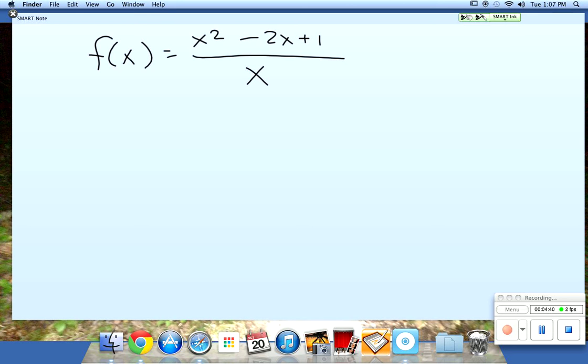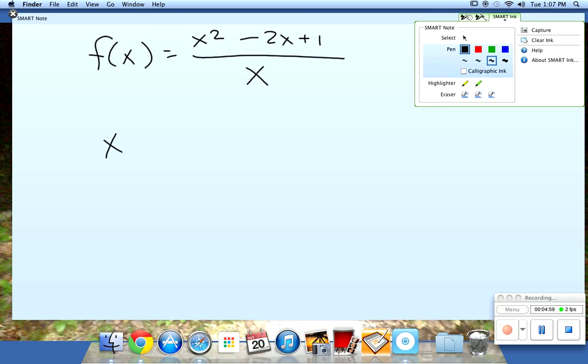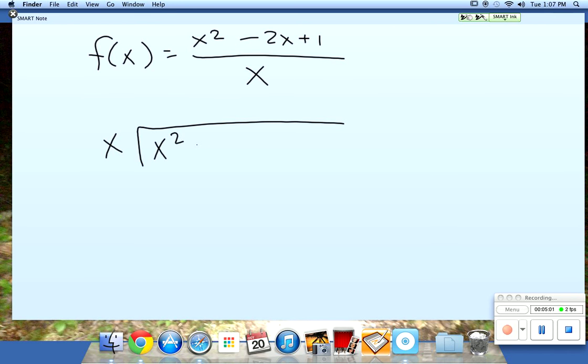Do you guys ever remember doing your division with your coefficients out in front? I'm going to do it this way instead, because I do like doing it better this way. x squared minus 2x plus 1 in here. I'm going to multiply this by x to get x squared, right?